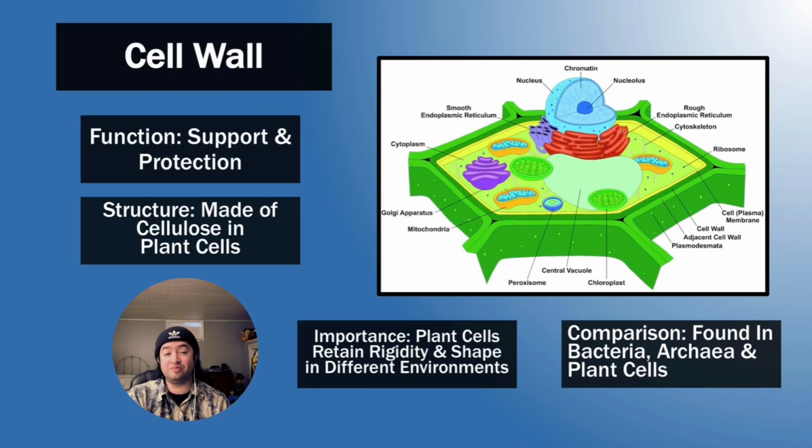In bacteria, the cell wall also functions to protect the cell, and it also helps the cell not burst. The cell wall in bacteria is made up of peptidoglycans, which are different than the polysaccharides that make up the plant cell wall.